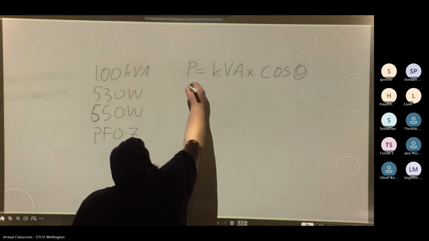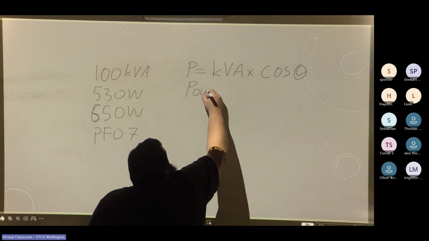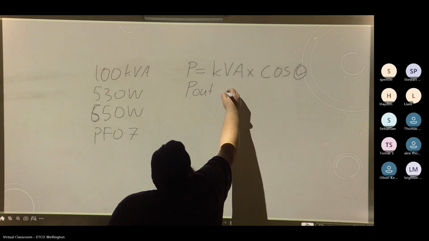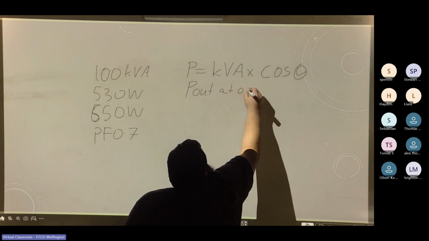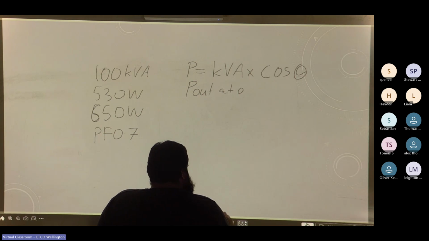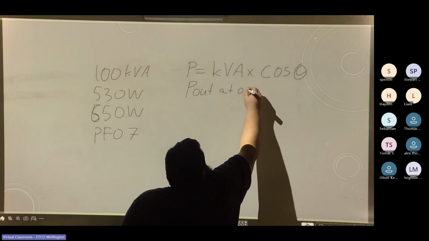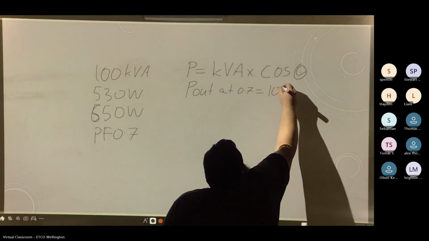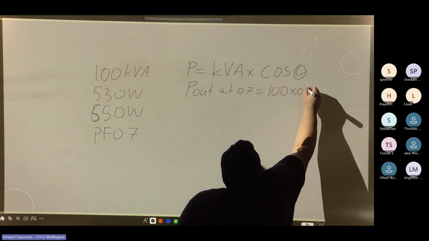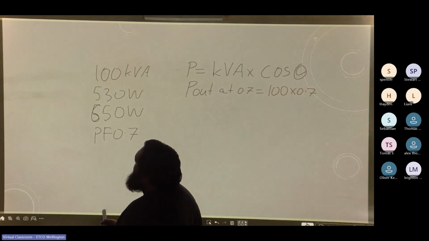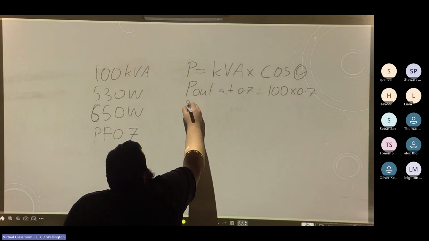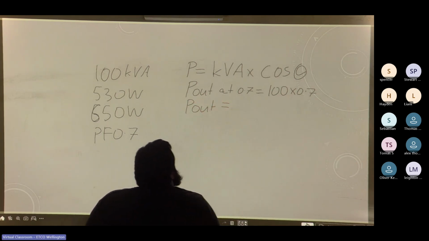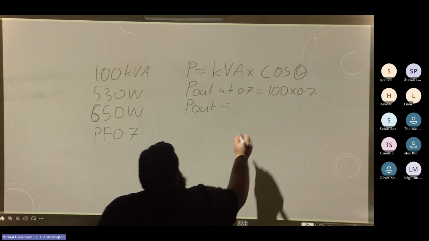So your power out at 0.7, which is your power factor, is equal to 100 times 0.7, because we're dealing with 100 kVA, so we'll work it out at kVA. So your power out is equal to 70 kilowatts.